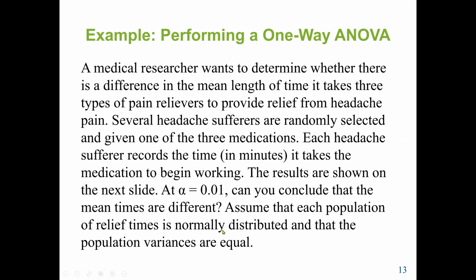So we have 3 different mean values. We want to know if they are all the same or they are different. Assuming that each population of relief time is normally distributed and that the population variances are also equal. Remember, that's our condition in ANOVA. We are doing 3 different populations, so all 3 populations have to be normally distributed, and also the population variances have to be equal.